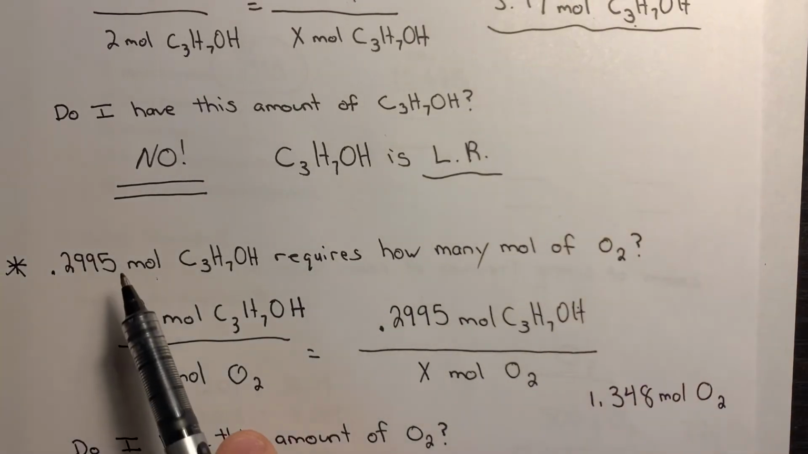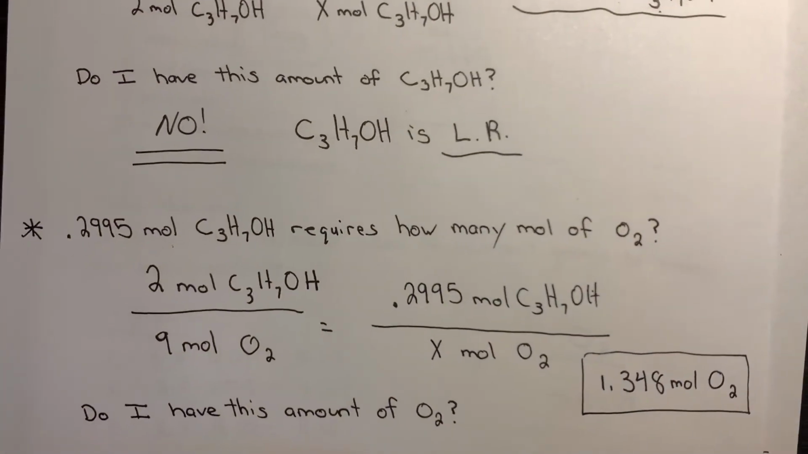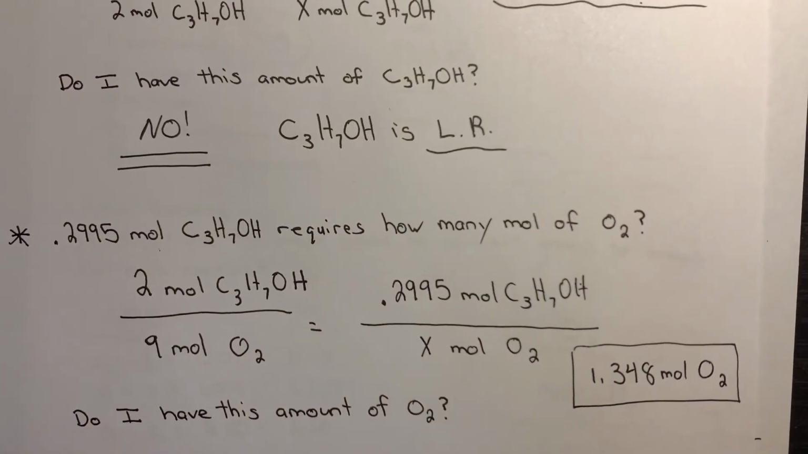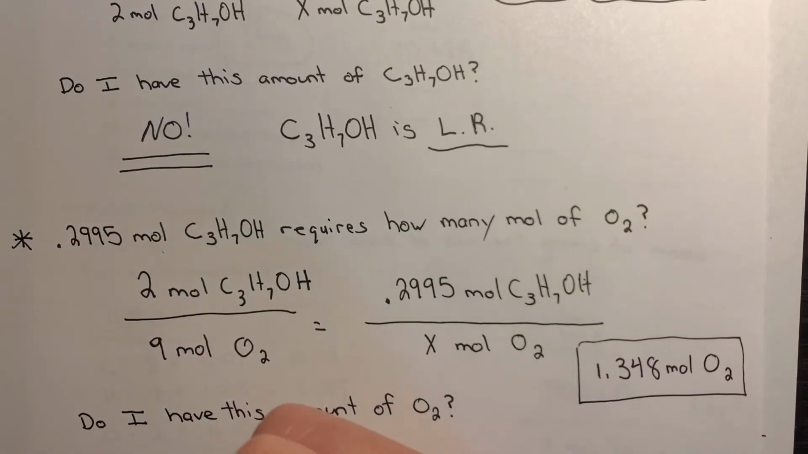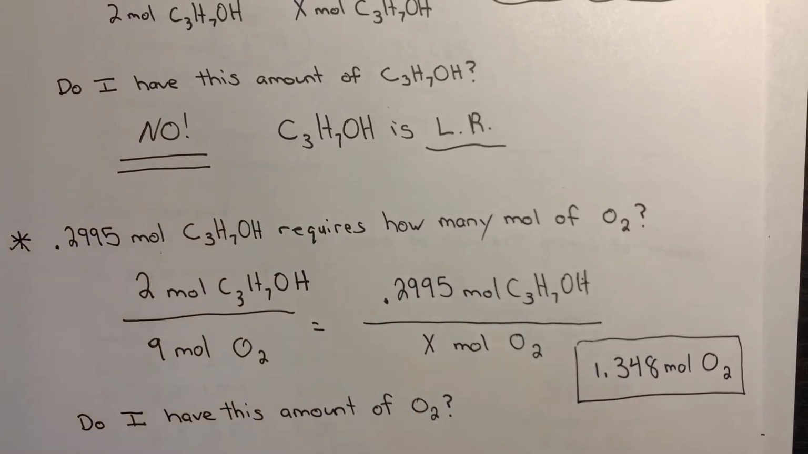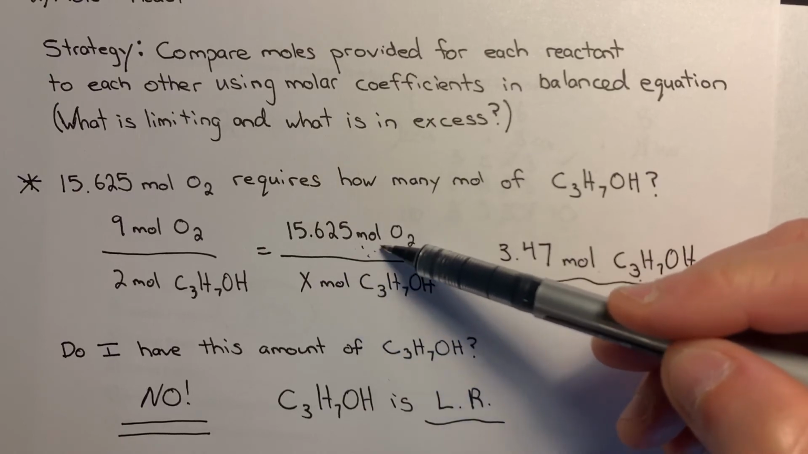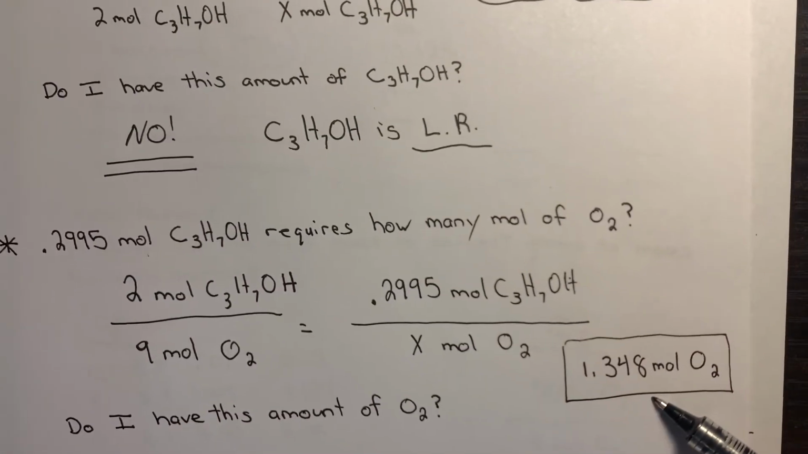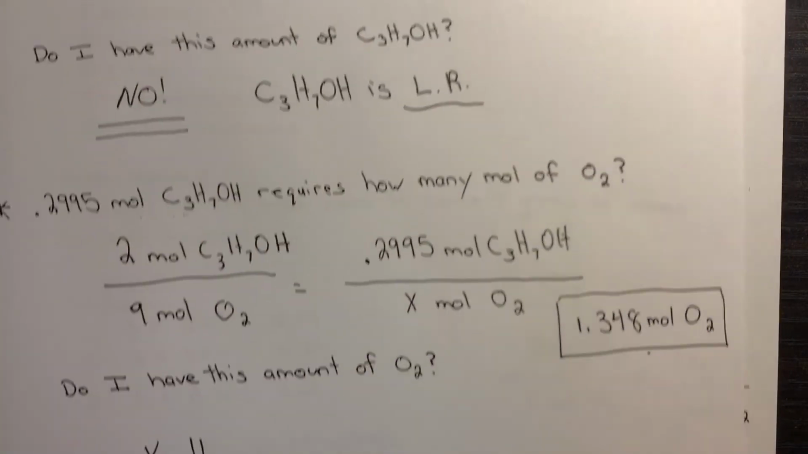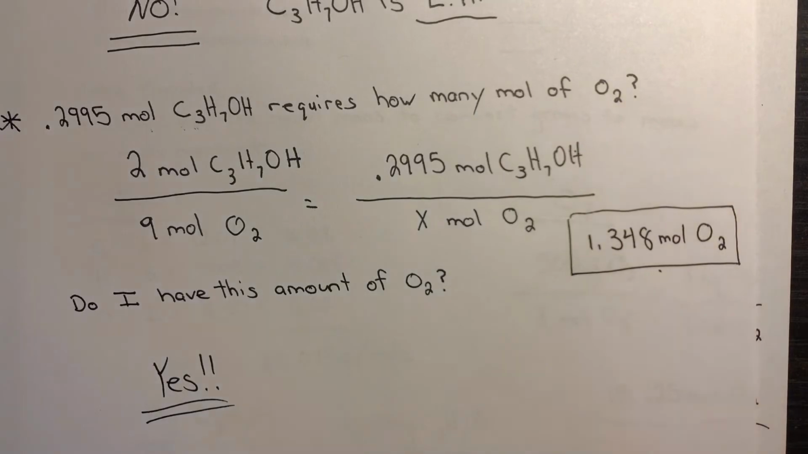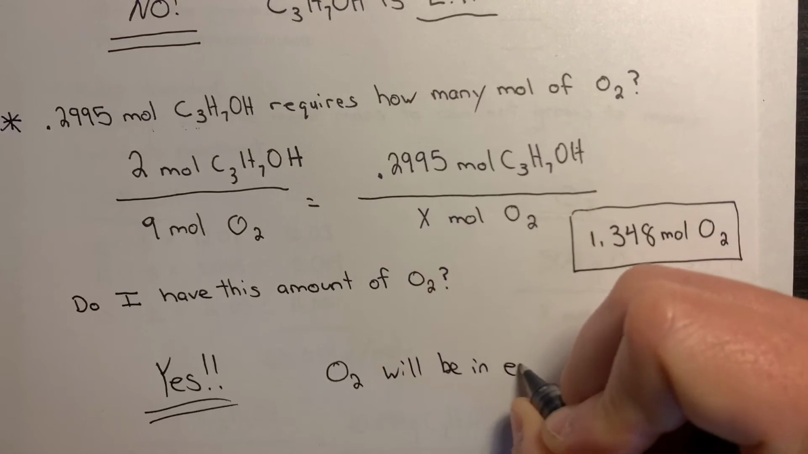So assuming that all of this reacts, how much is required of the oxygen? It is this amount right here, okay? The 1.348 moles of O2. And so do I have this amount of oxygen? And the answer is yes. Yes, I do. If you go back to what we were talking about earlier, you actually have 15.625. You have significantly more moles of oxygen than what you would need in order to completely combust with that 2-propanol. Okay, so again, the answer is yes. And basically what this tells us is that O2 will be in excess.